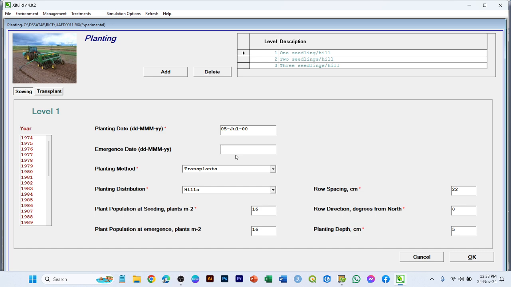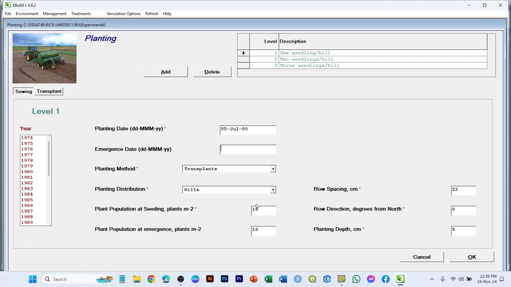You have to write over here. And plant population at emergence, plants per meter square, almost the same. Mean there is no mortality. Mean as you plant or transplant the seedlings, there is no mortality in the plants. So the seeding and emergence are the same.